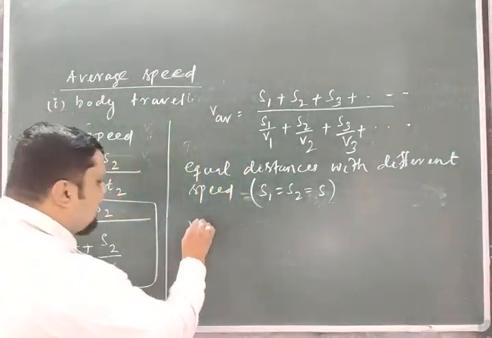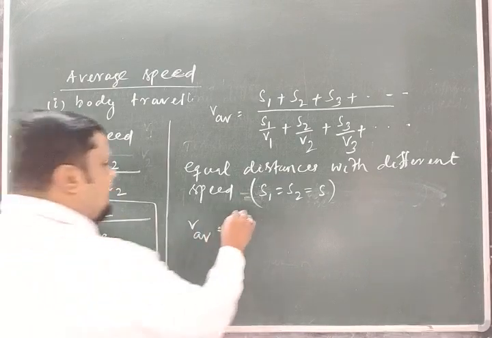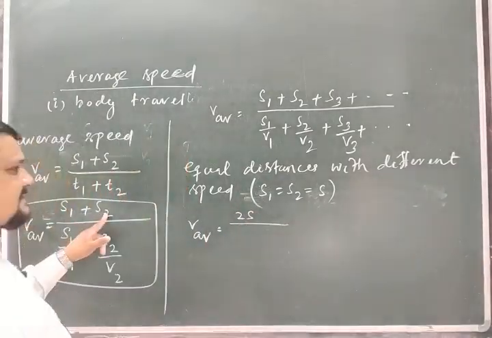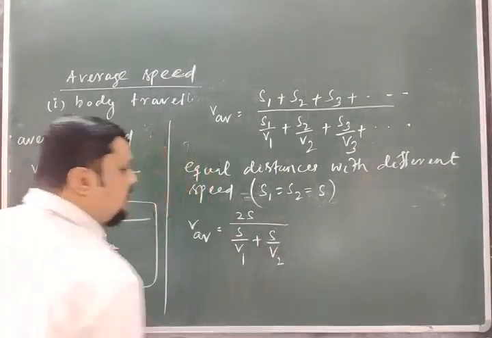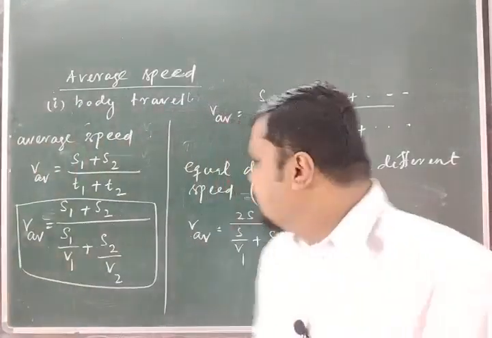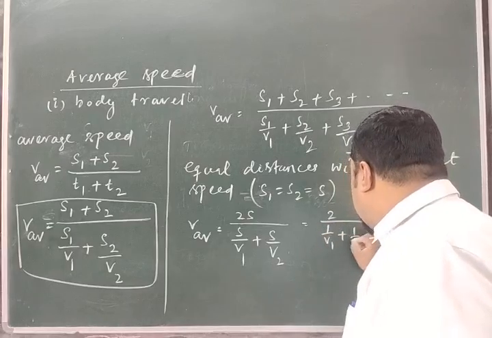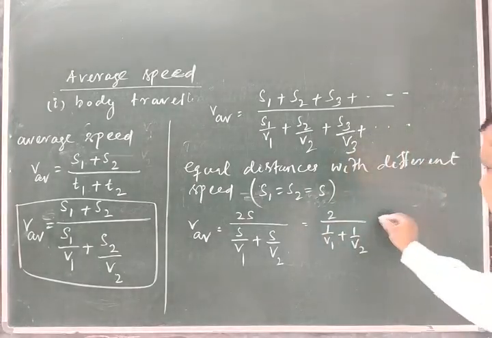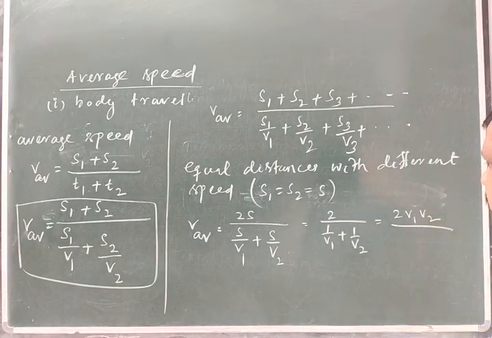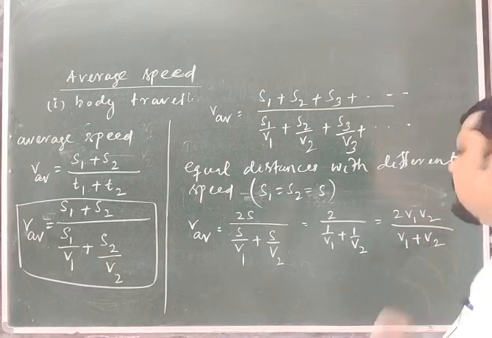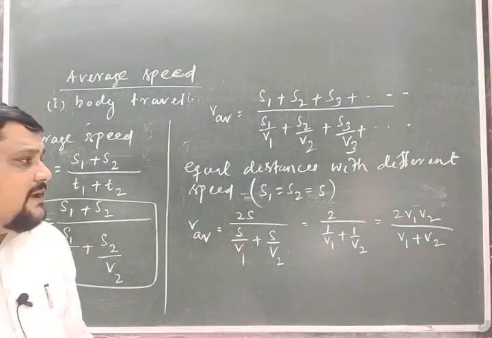In that case, the average speed V average equals 2S divided by S by V1 plus S by V2. The S gets cancelled, so you get 2 divided by (1 by V1 plus 1 by V2). Or you can write this as 2 into V1 V2 divided by V1 plus V2. So the average speed is 2 V1 V2 by V1 plus V2.